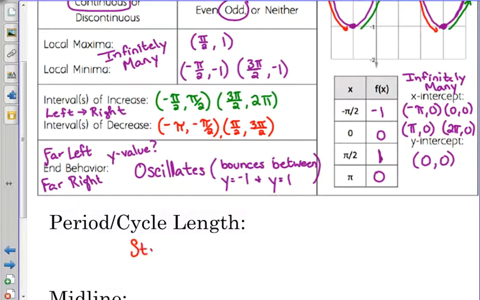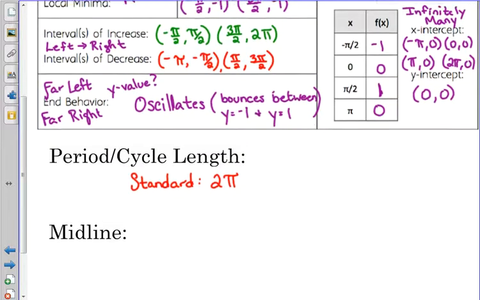So the standard is 2 pi. Now I say standard because it's not always 2 pi. It changes, just like with all of our other functions where we can add and subtract and multiply, we're getting ready to look at that with our sine and cosine functions as well. So the standard is 2 pi. We'll look at how it changes here in a minute.